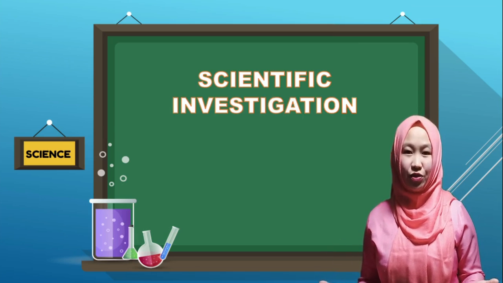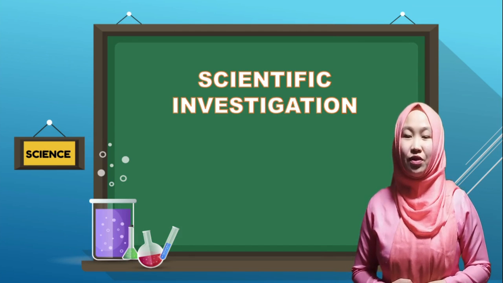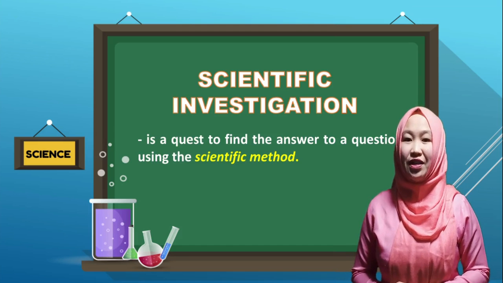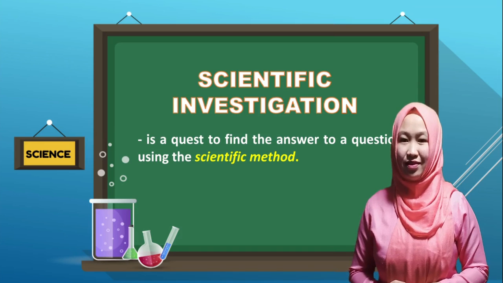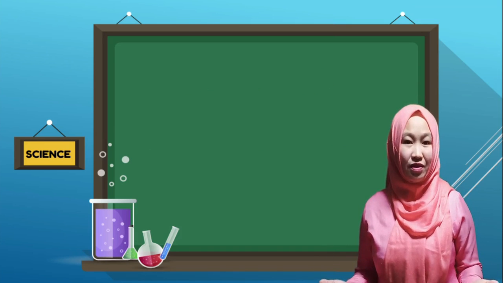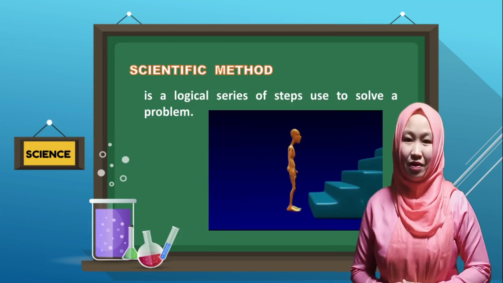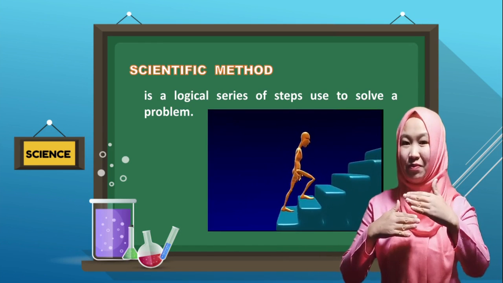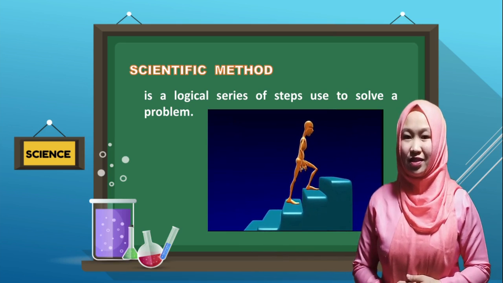Scientific investigation is used by most scientists to discover the world around them. It is also a quest to find the answer to a question using the scientific method. The scientific method is a logical series of steps used to solve a problem. It is like a ladder, a step-by-step process. The scientific method has 7 steps.